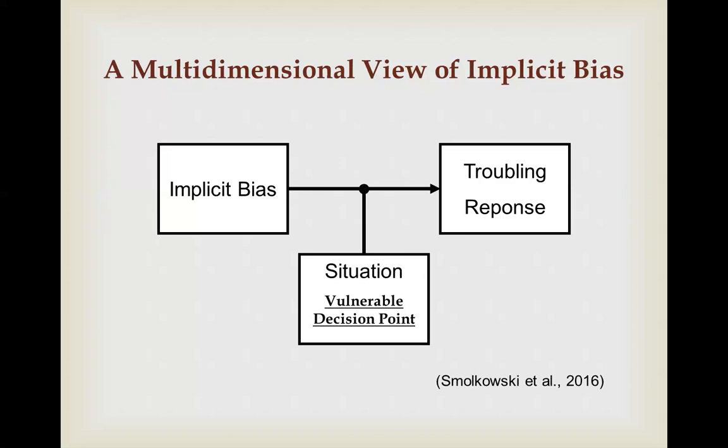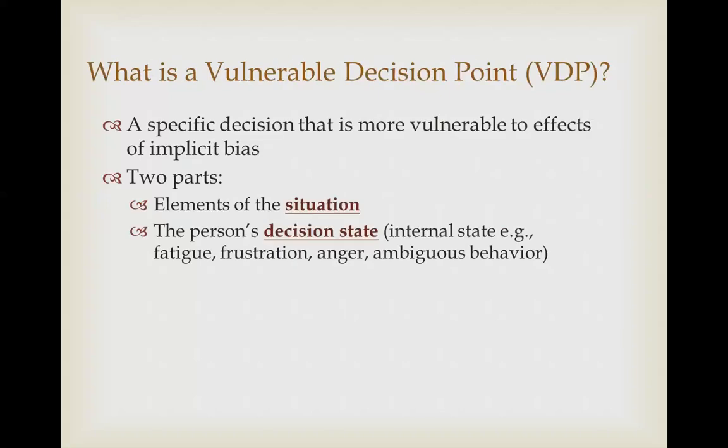But anyway, when we think about implicit bias, it isn't just that the implicit bias leads to the troubling response. It's mediated by a certain situation, what's referred to in the implicit bias literature, the disproportionality literature, as a vulnerable decision point. And what constitutes a vulnerable decision point is being under stress, the elements of the situation itself that you might perceive to be threatening or frustrating or disappointing. So it's the situation itself, but it's also the internal state of the individual, things such as fatigue, frustration, anger, the ambiguous behavior of the other.